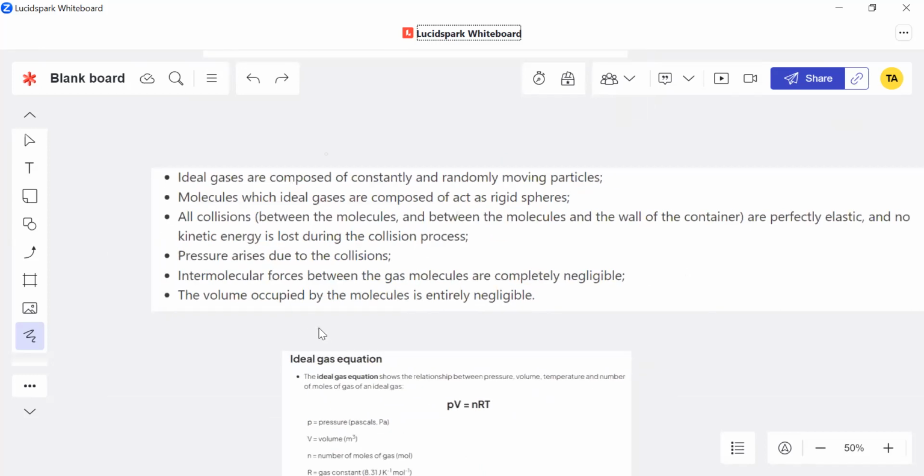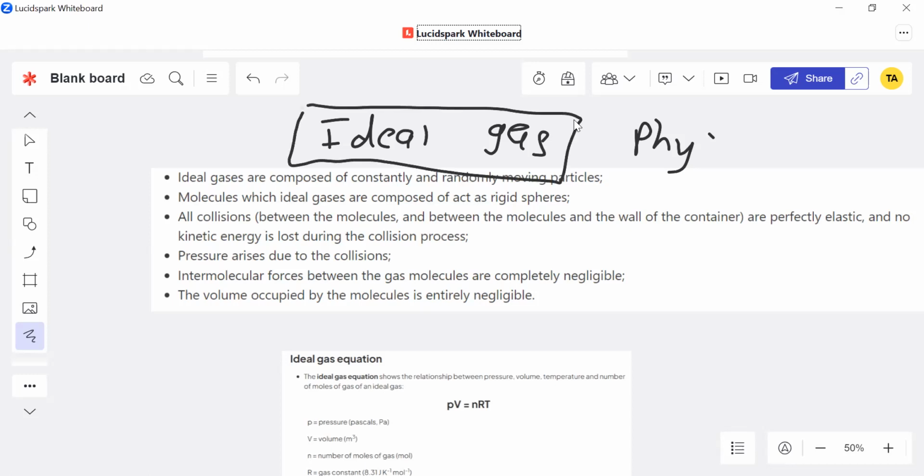Now I will move on to the final and the most important topic for this chapter, which is the ideal gas. And in every paper, you will find questions related to ideal gas. And ideal gas not only comes in chemistry, but it is also present in physics. So what is an ideal gas? Ideal gas is a gas that doesn't obey the rules of a normal gas. So ideal gas has some assumptions. There is no ideal gas in real life. We have only assumed that an ideal gas is present.